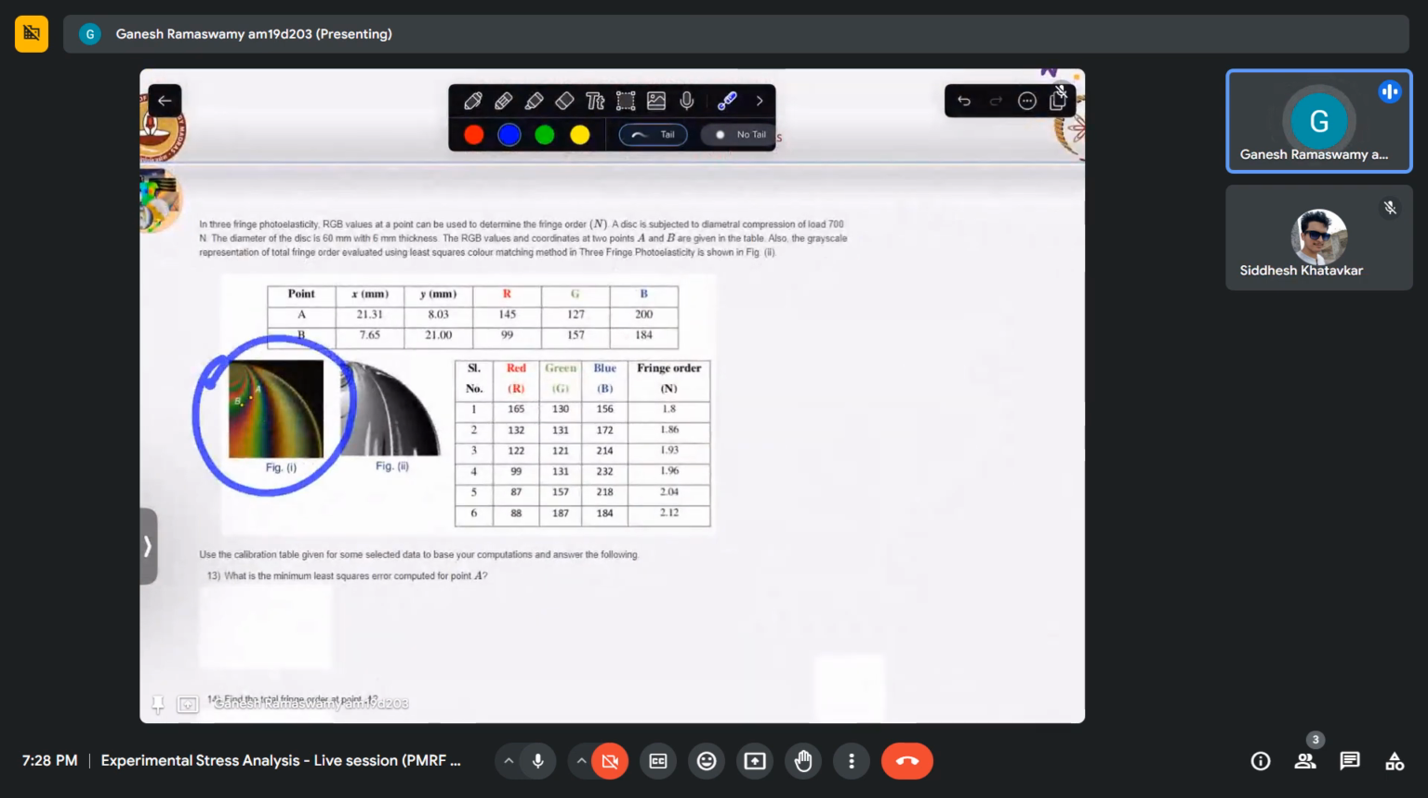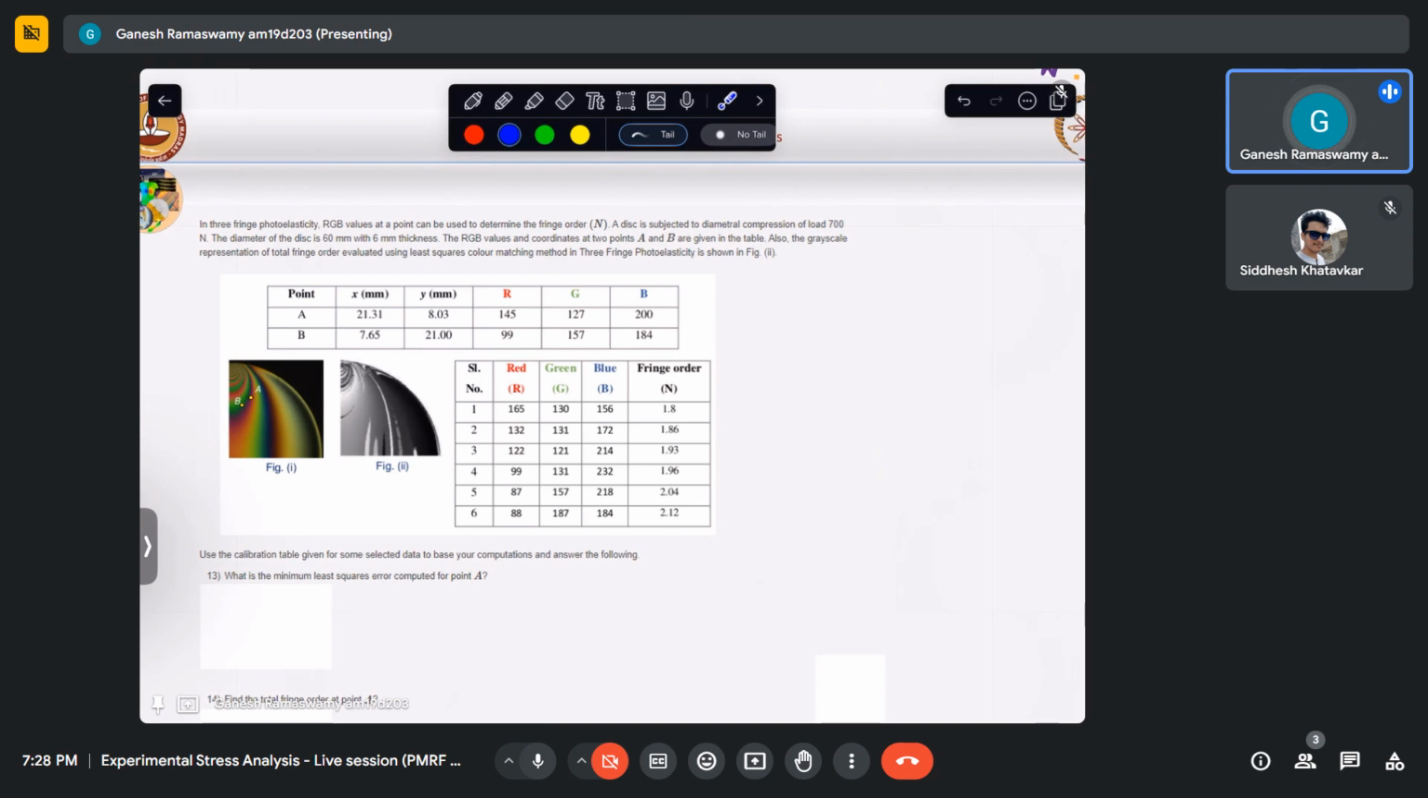Yeah, this is a quarter of a disc actually. It's an experiment done on an entire disc, and this is experimentally captured. This is a photoelastic experiment photograph captured from that. And it says RGB values at the points can be used to determine the fringe order n. A disk is subjected to diametral compression with a load of 700 Newton. The diameter and the thickness are so and so.